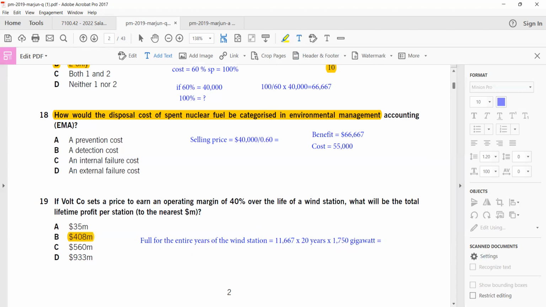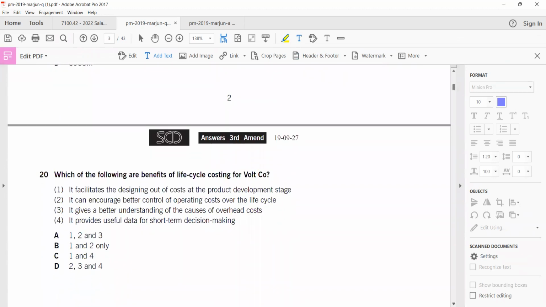Excellent. So the last bit of the question says, which of the following are benefits of life cycle costing for Voltco? Here we are limiting it to Voltco. It says it facilitates the design out of cost at the product development stage. Convincing. It can encourage better control of operating costs over the life cycle.